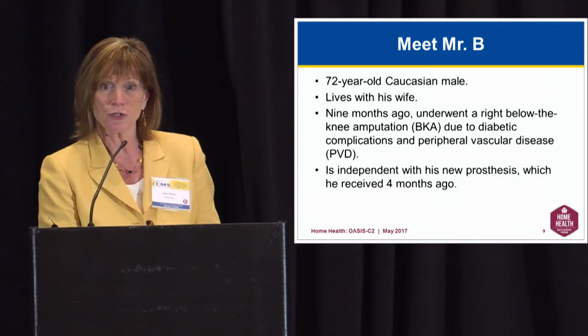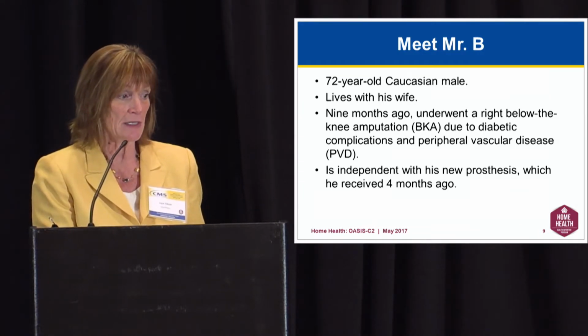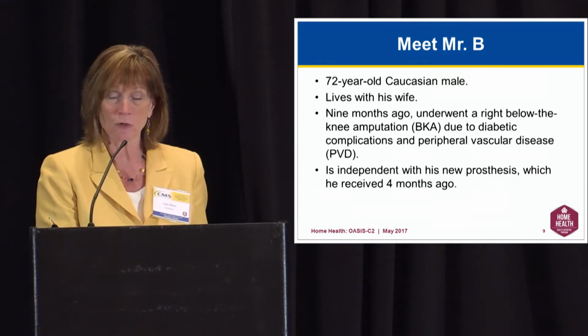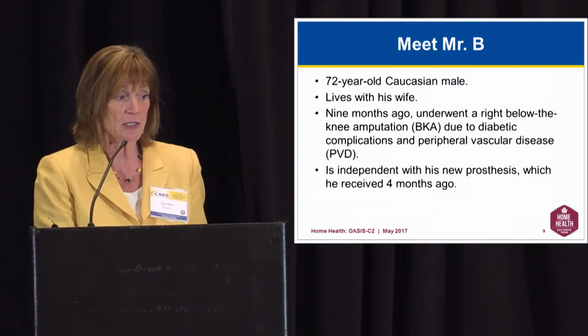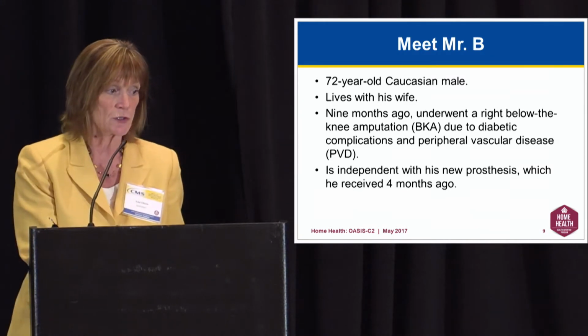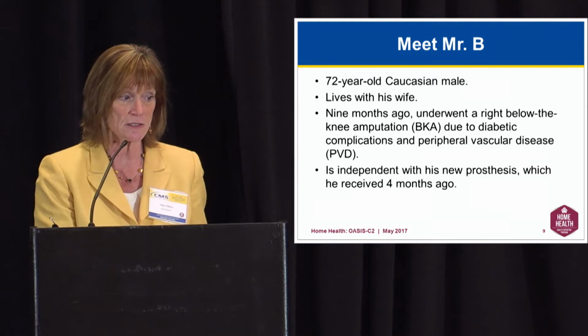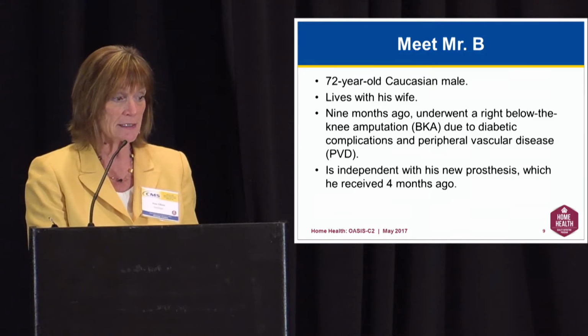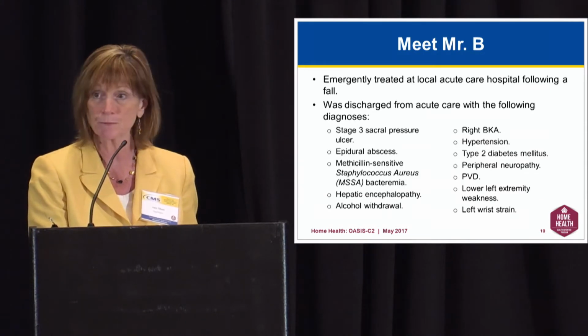We're going to introduce you today to Mr. B. He's a 72-year-old Caucasian male. He lives with his wife. 9 months ago, he underwent a right below the knee amputation due to diabetic complications and peripheral vascular disease. He was independent with his new prosthesis, which he received 4 months ago.